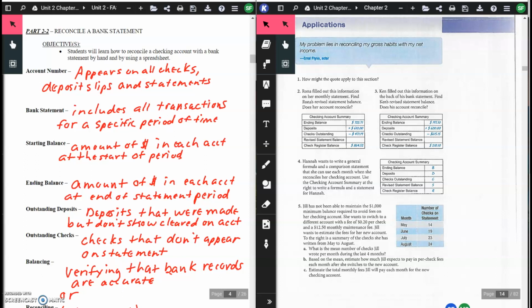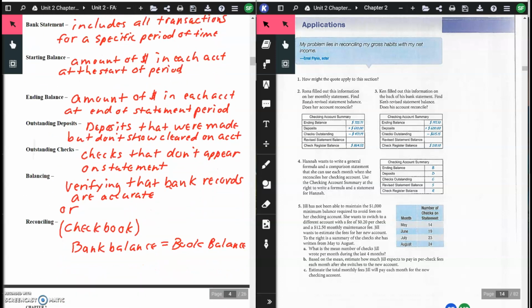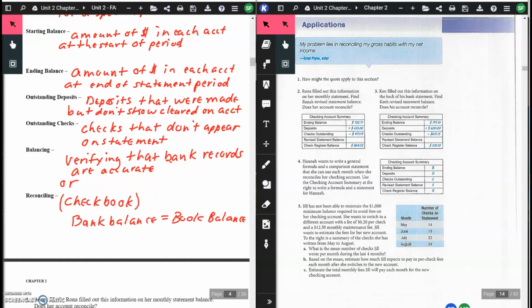Balancing. This is verifying that bank records are accurate, or it's also called reconciling. So in your checkbook, your bank balance equals your book balance or your balancing statement. If you need to pause for definitions, do so now, please.